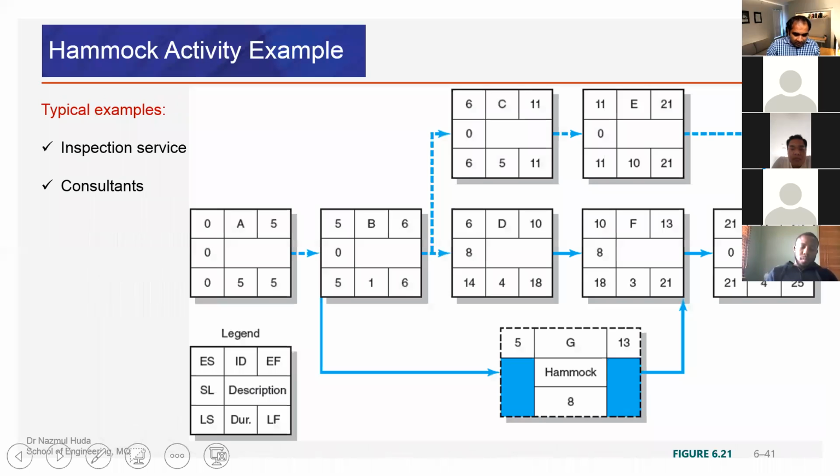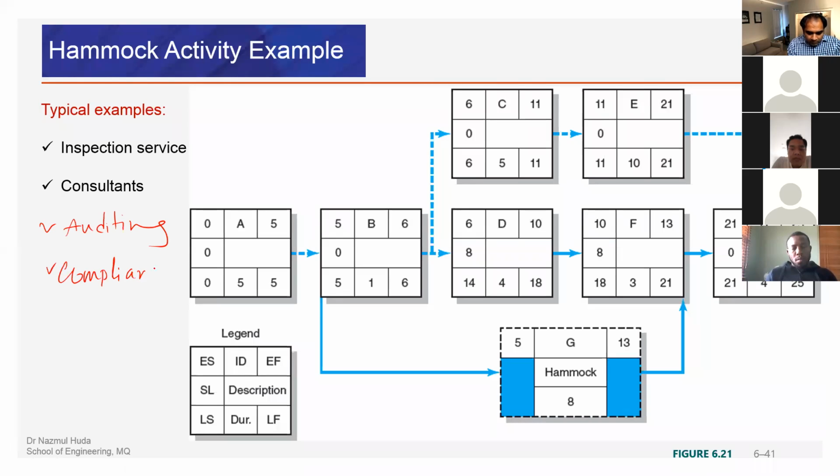So say, for example, if you look at here, what is a hammock activity? Inspection service, consulting service. We can also put something like auditing. It goes like any activity that is related to the compliance check. Or you can see in the hammock activity, this is an additional chain that we embed into an existing one.